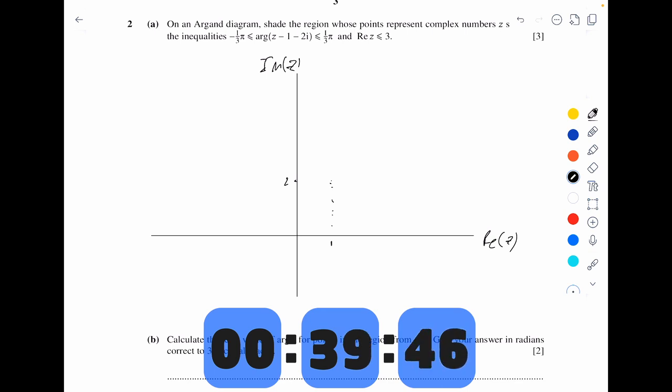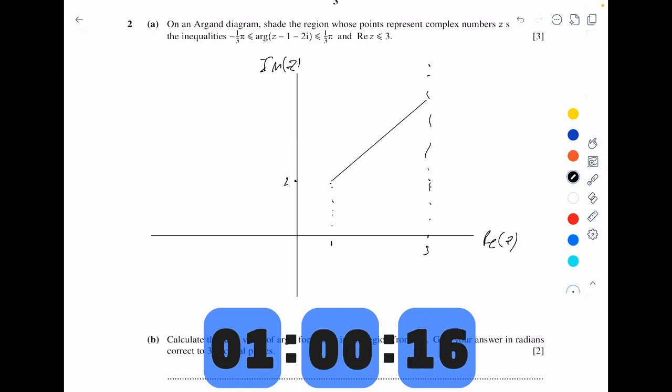And what's the region? Pi over 3 to negative pi over 3. And then the real value of z must be below 3. So 2, 3. We've got 3 here. Okay, so what's it going to look like? Well, we are going to have a situation where we've got a triangle like this. Okay, and we've got pi over 3 here, pi over 3 here.